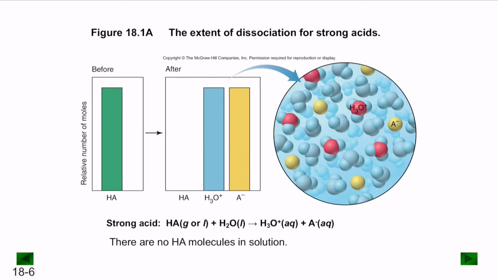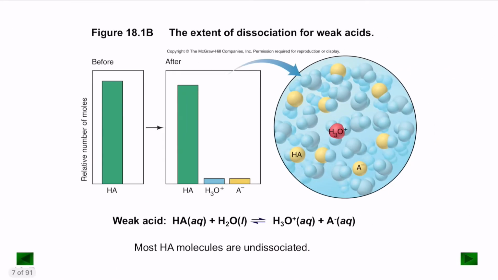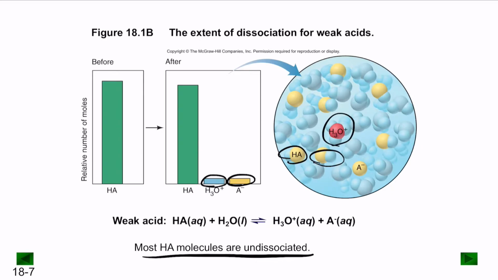So let's take an example of a strong acid dissociation here. Before, the concentration of HA is, let's say, this amount. After dissociation, there is no HA present. All of it is converted into H3O+ and A-, which means that if you check in the liquid, there are no HA molecules left. So this is an example of a strong acid. In a weak acid, most of the HA molecules are undissociated. Only a small amount of molecules are converted into H3O+ and A-. The rest of them stay intact. So all the molecules that you see here are HA molecules, and you only see some amount of molecules that are converted into H3O+.